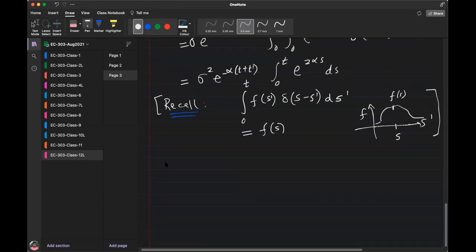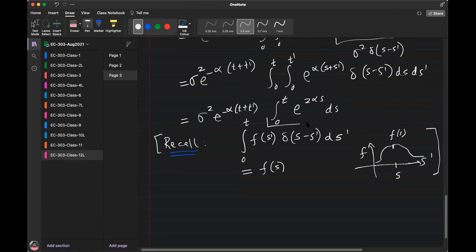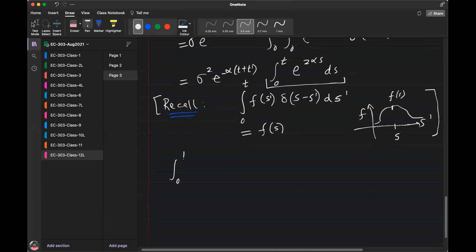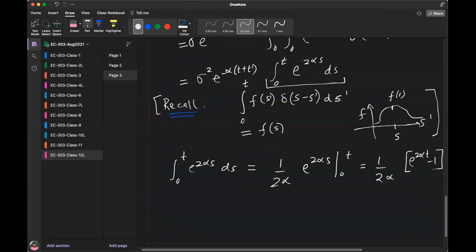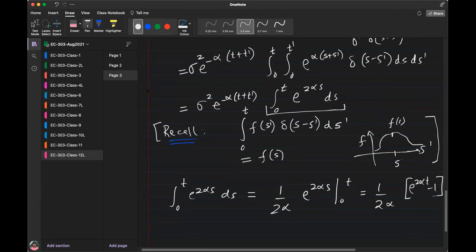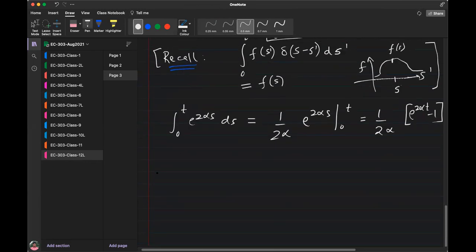And then finally, we are almost there. This is a standard deterministic integration. What is that? Let's just do it. The integral from 0 to t of e power 2 alpha s ds is equal to 1 over 2 alpha e power 2 alpha s from 0 to t, which is basically 1 over 2 alpha (e power 2 alpha t minus 1). This is a standard integration, and then you multiply it with this, which finally gives us the formula for covariance.